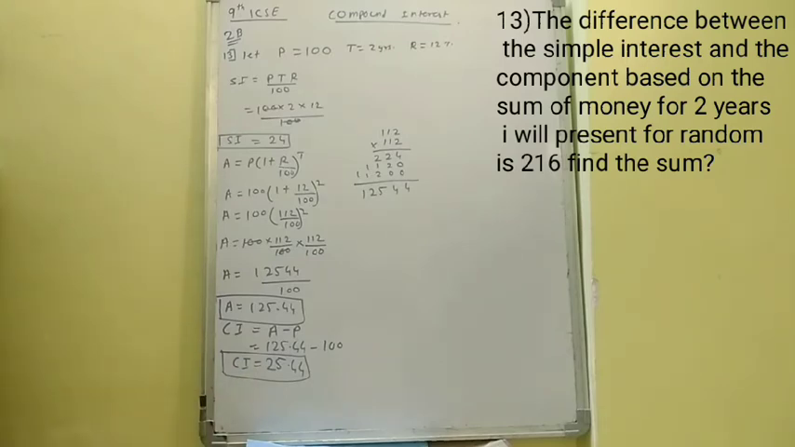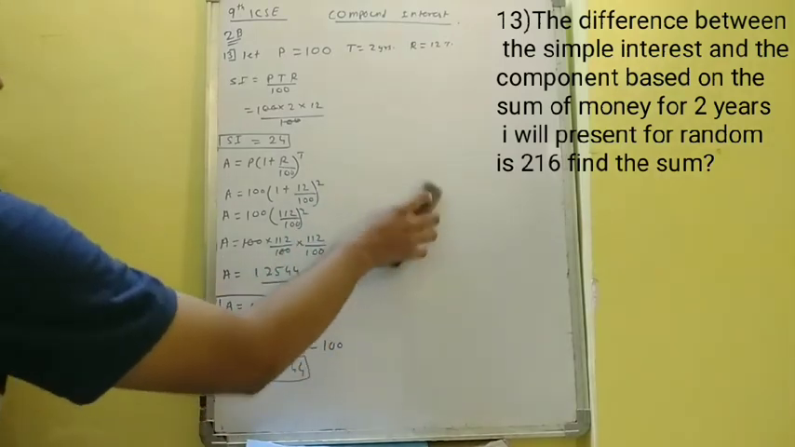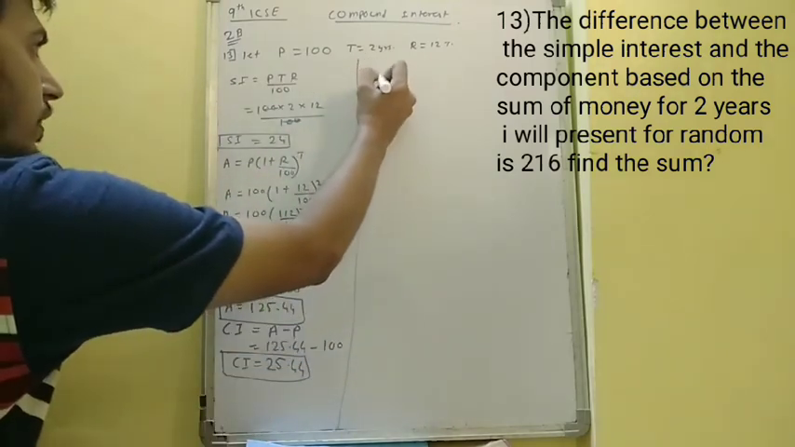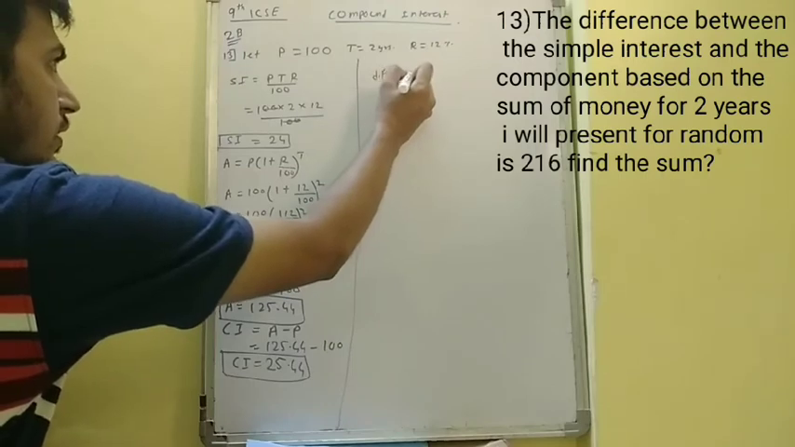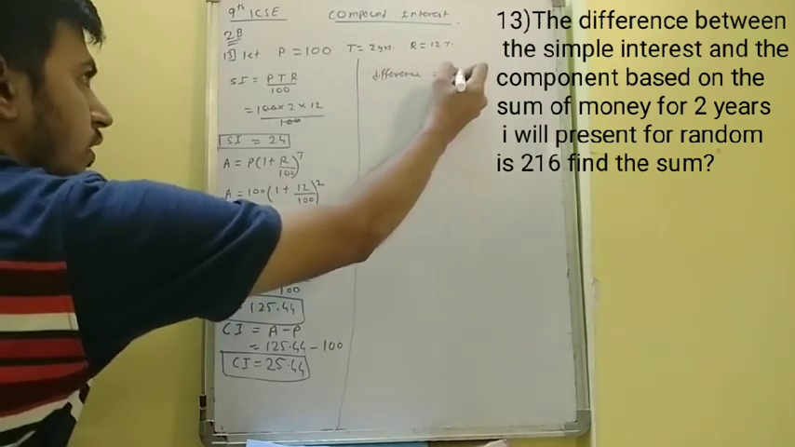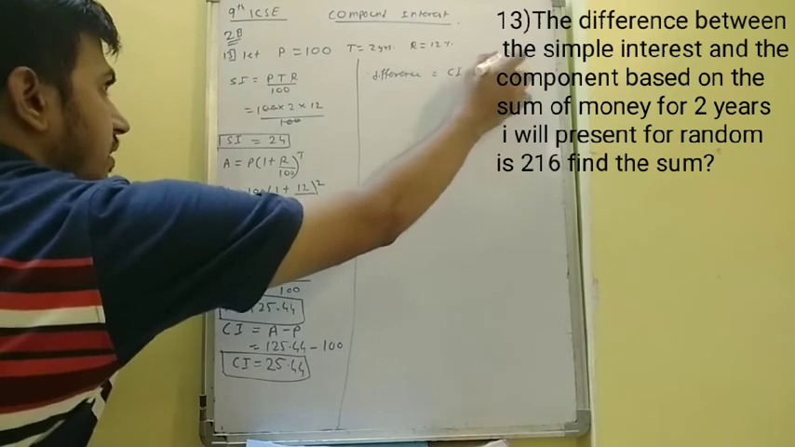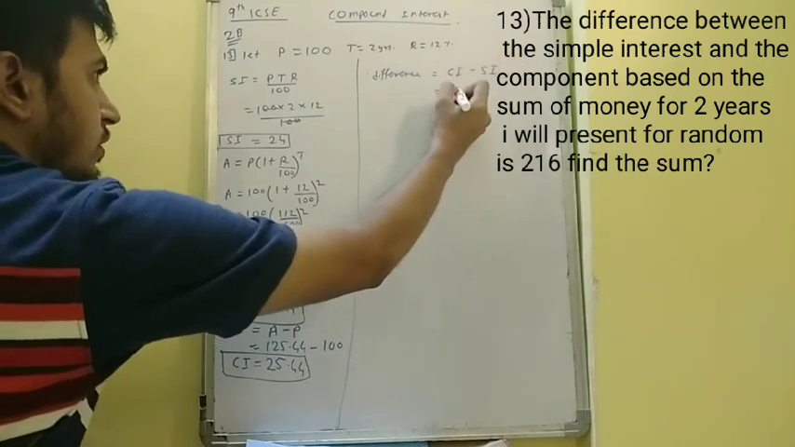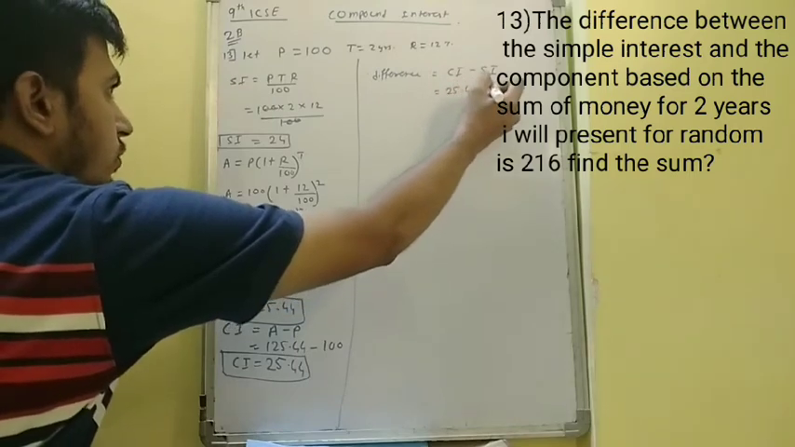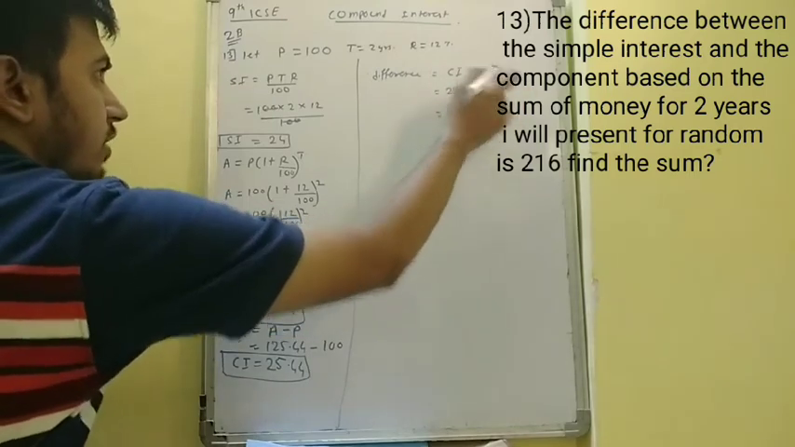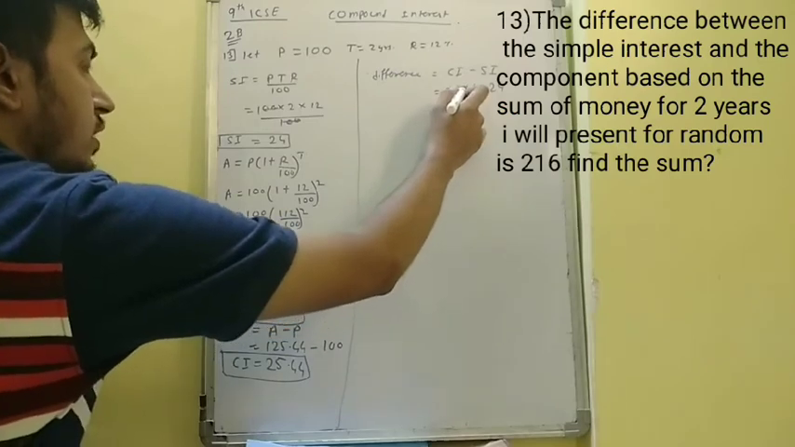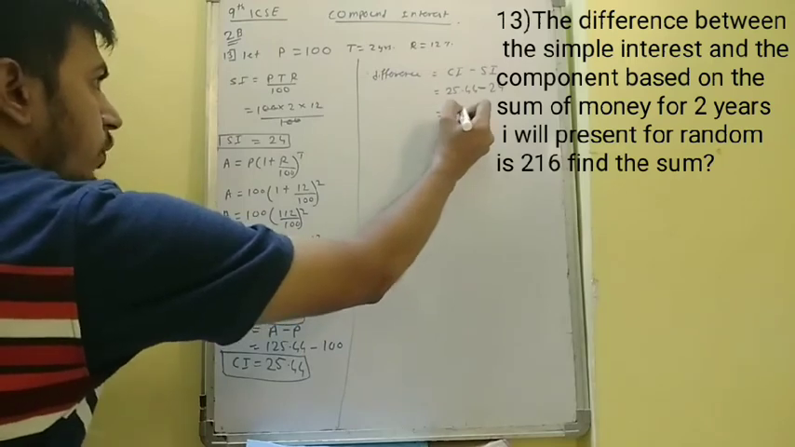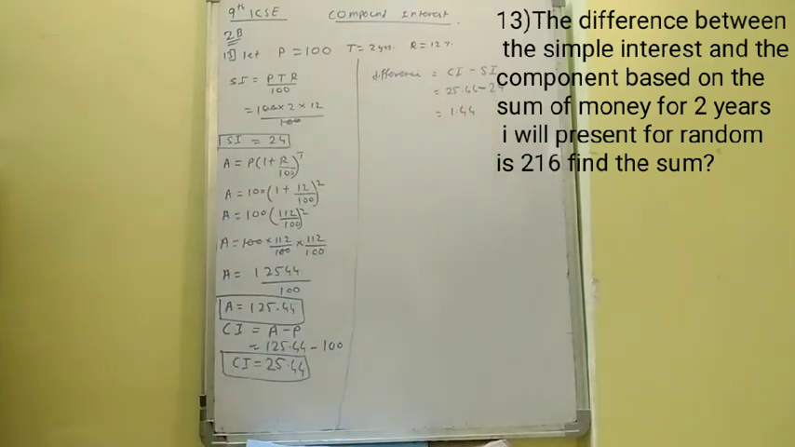25.44. Okay, so we have the simple interest and the compound interest, so we can easily find out the difference. Therefore, difference is equal to compound interest minus simple interest. Okay, what is the compound interest? 25.44. Simple interest is 24. 25.44 minus 24 is equal to 1.44. Okay, so this is the difference.